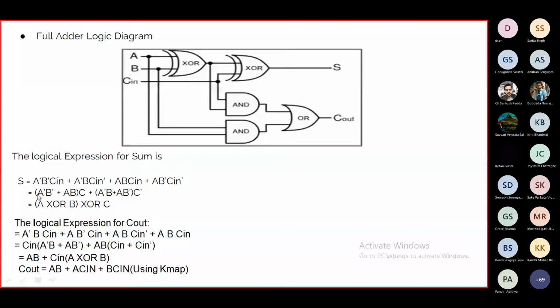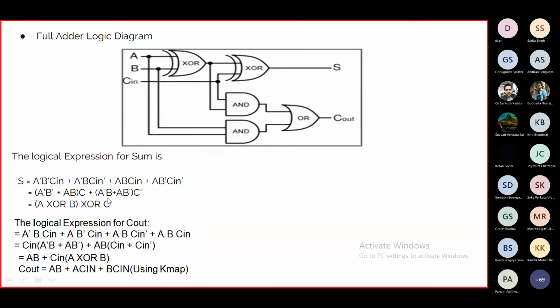So here we can see that there is A bar B bar plus AB, nothing but the XNOR gate, and here A bar B plus AB bar is nothing but the XOR gate. So the whole expression becomes again an XOR gate. So A XOR B XOR C. So here we can see this expression in our full adder logic diagram. So first we take input A and B, then XOR of A and B, then again we get output here, and again we XOR that with C in, then we get the sum part.